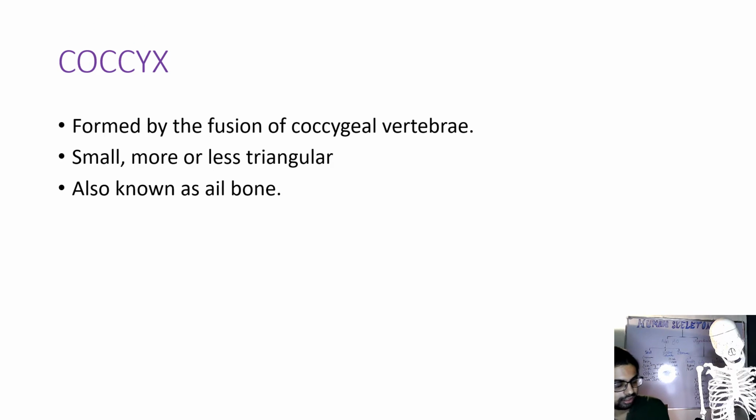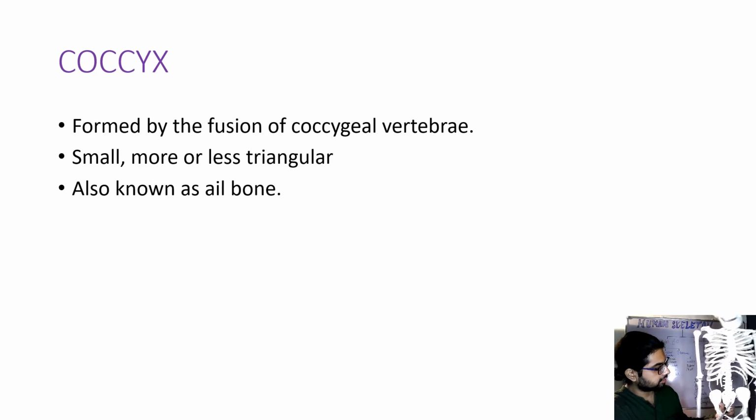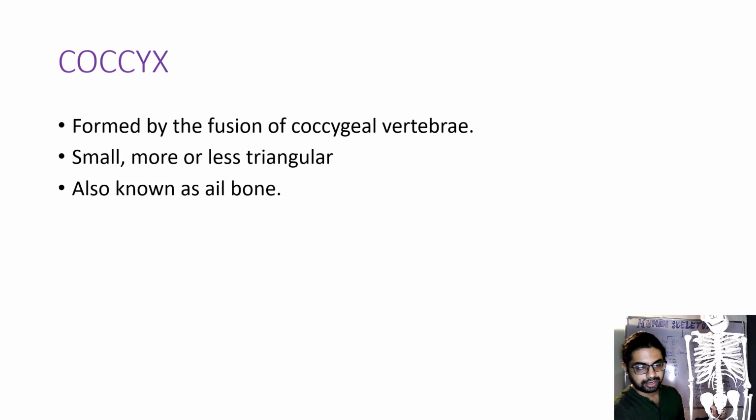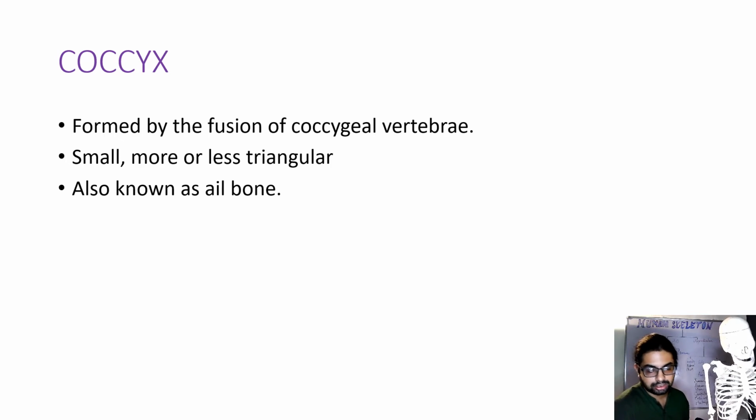Now coccyx, it is found just below the sacrum vertebra and it is formed by the fusion of the coccygeal vertebra. It is small, more or less triangular, also known as tailbone.